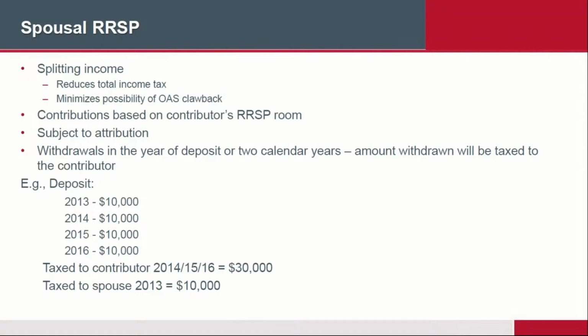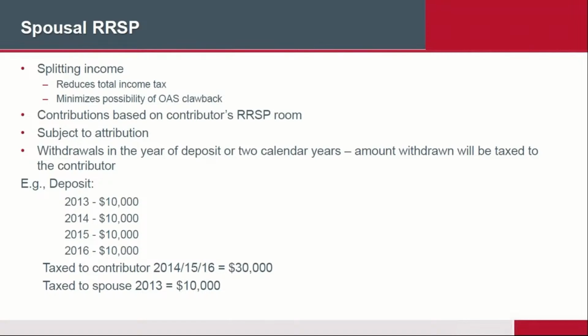Okay, withdrawals in the year of deposit or the 2 calendar years prior, the amount withdrawn will be taxed to the contributor. This is very, very important. So in the example I'm giving you here, I contribute to my spouse's spousal RSP in 2013, $10,000, 2014, $10,000, 2015, $10,000, and 2016, $10,000. So the question is, if my wife decided to cancel the RSP, in other words, she just canceled it, how much of that money will be taxed in my hands, and how much will be taxed in the hands of my wife?